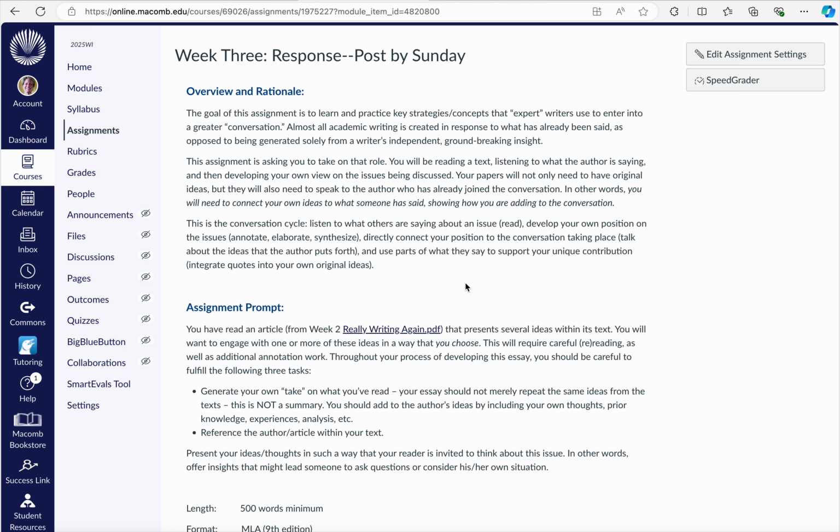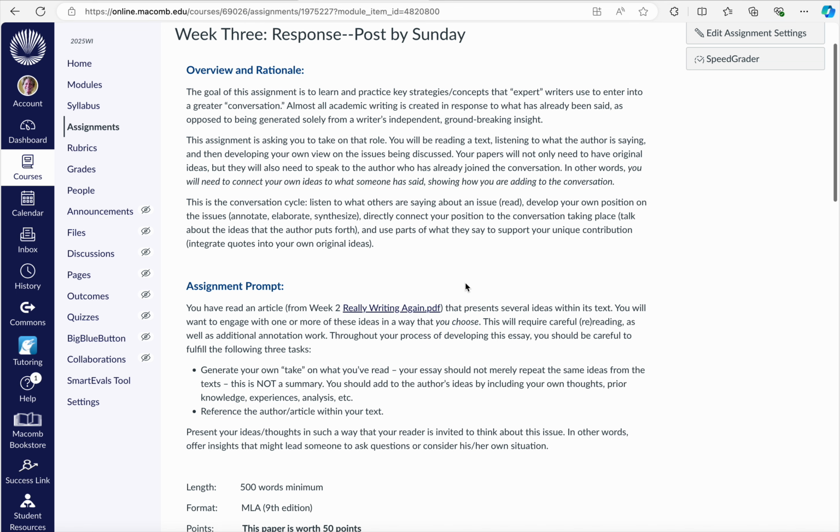And so again, as illustrated, this is part of what we call a conversation cycle. You listen to what others are saying about an issue. In this case, you're reading it. You develop your own position on it. You can go back to that original piece, annotate, elaborate, synthesize, but you want to directly connect your position to the conversation taking place. So you want to think of a response as the author said this, and I respond in this way. So you can kind of think about it in a they say, I say pattern, right?